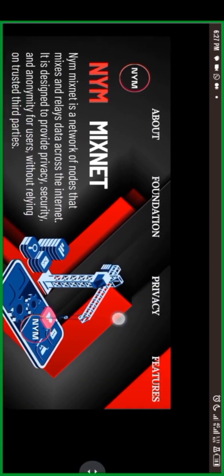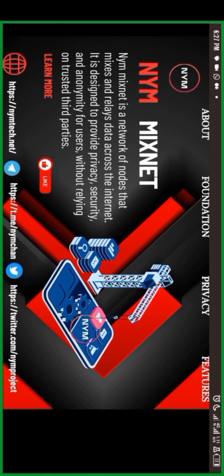So now let's talk about the mixnet. The Nym mixnet is a network of nodes that mixes and relays data across the internet. It's designed to provide privacy, security, anonymity for users without relying on trusted third parties. That's when a mixnode runs on its own, it doesn't depend on any third party. When I say a third party, what I simply mean is something like, maybe you want to buy something from a platform, and the platform will refer you to your Google account. So you see now, the Google account is like a third party, you understand.